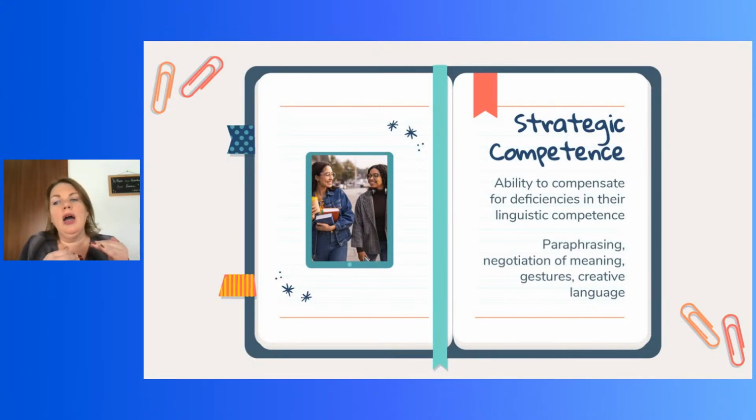How are our students able to compensate for the lack of language that they have in their linguistic competence, right? They use gestures, they use creative language, like I just told you, describing something if I don't have the word for it in my lexicon. This is strategic competence, okay?